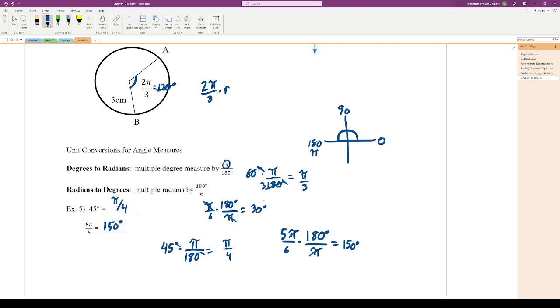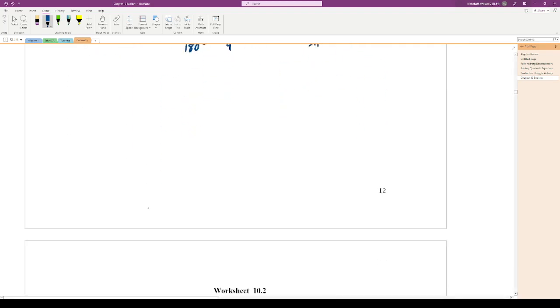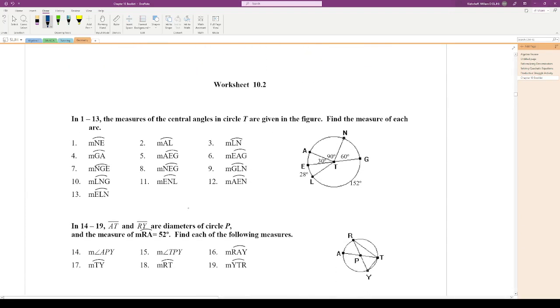But they are very different, obviously. So like when you are using the calculator, that's why it's so important we make sure it's in the right units.